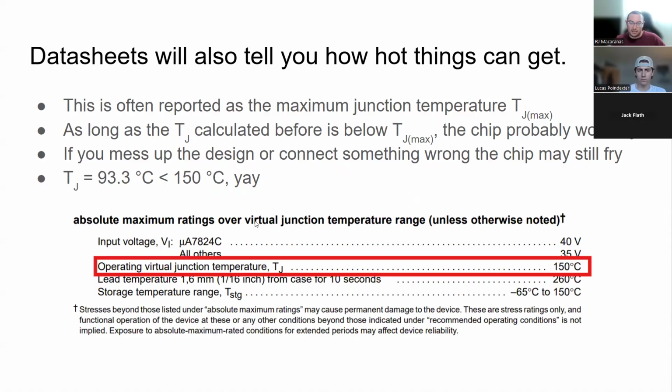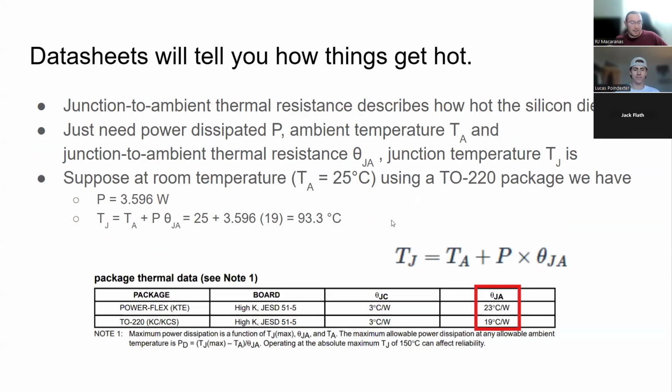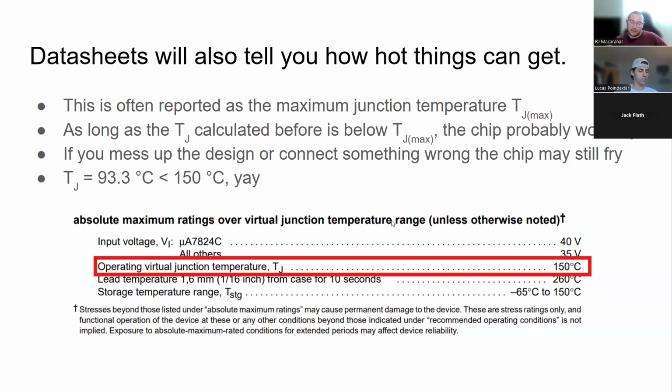In any case, we just need to make sure that whatever junction temperature we calculate is below our maximum junction temperature, this TJ max. It's the maximum junction temperature. Here we had 93 C, and that's below 150 C, so we're good to go.